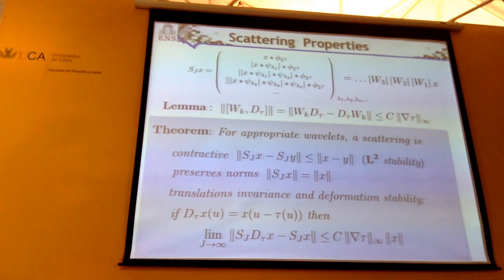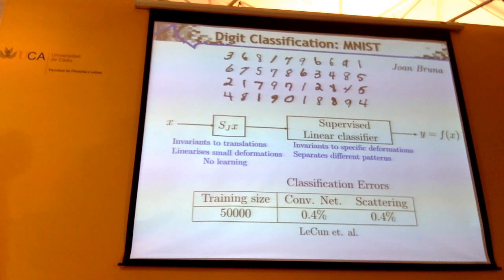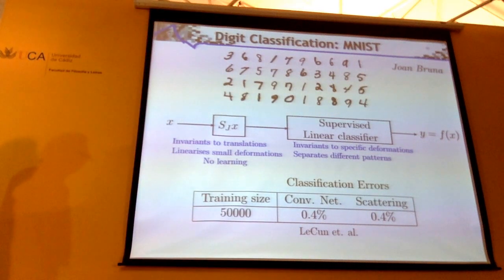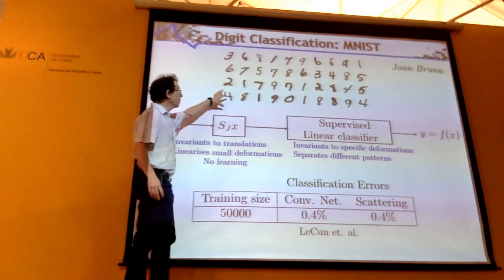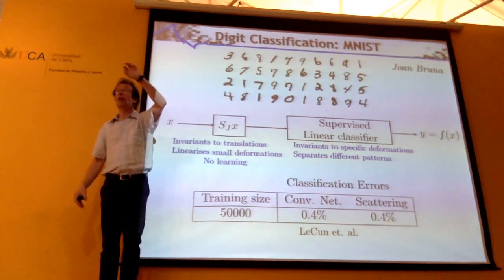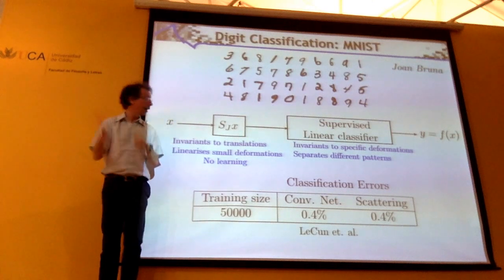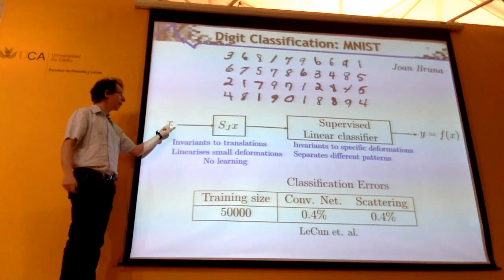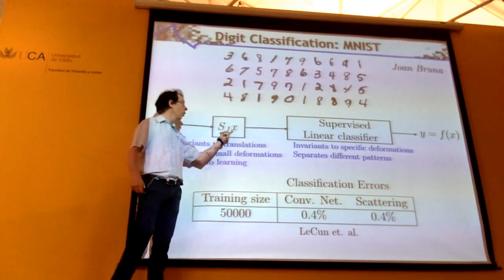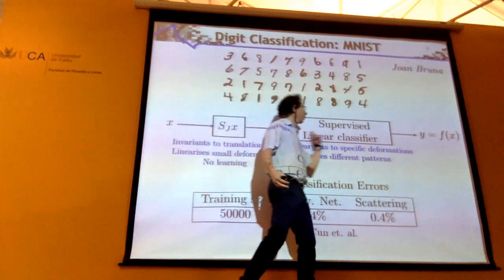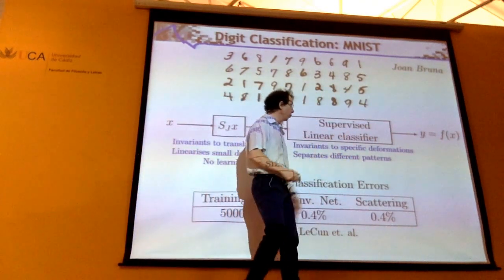What does it have to do with classification? These were the first experiments, and that's the work of Joan Bruna. So what about classification? For example, first on a simple problem like this. Why is it simple for us? Because this problem is just about translation variability and deformation variability. So what are we doing? We take x, we linearize deformation by going into the scattering domain, which is basically a convolution tree. And then you just do a simple linear classifier, and you get your results.